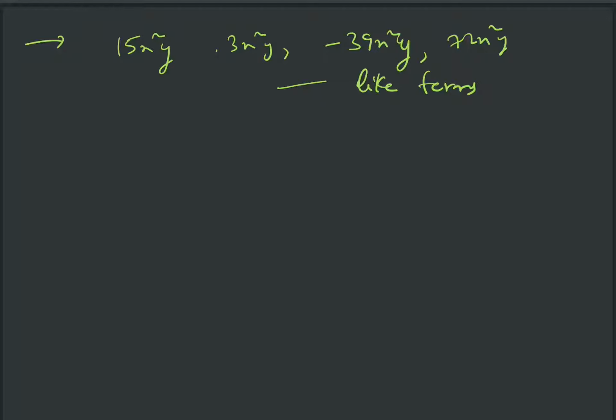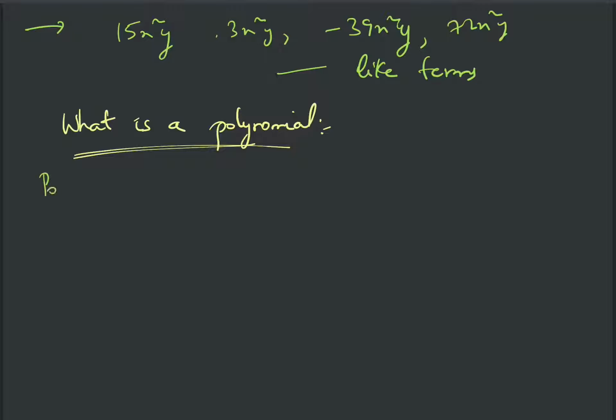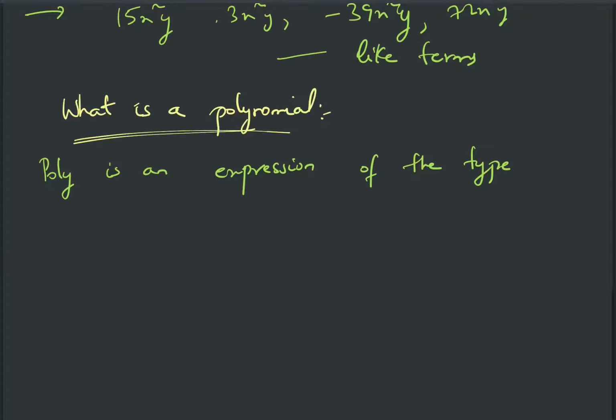So now we already have an idea of what are like and unlike terms. We also know what is degree of a term and degree of an expression. So now let us define what is a polynomial. A polynomial is an expression of the type, so I'm writing the standard polynomial, and other types of polynomials we'll see in examples.